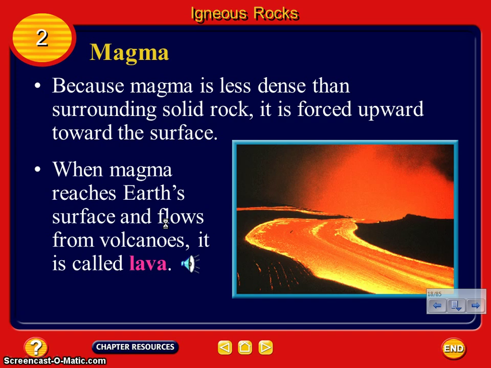Now, when magma reaches the Earth's surface and is exposed to a lot of oxygen, it changes its name. It changes from magma to lava. So when magma reaches the Earth's surface and flows from volcanoes, it is called lava. Again, lava or magma, both of them are going to form igneous rocks, but whether the rock is formed from lava or from magma is determined by whether it's an intrusive or extrusive igneous rock.